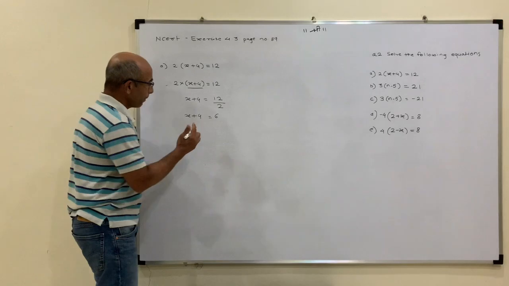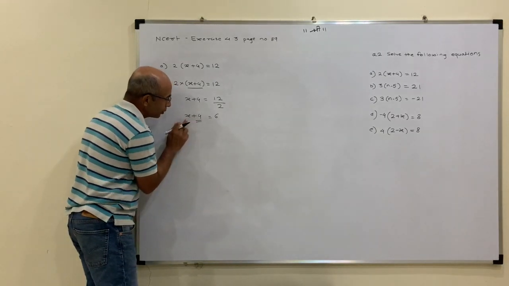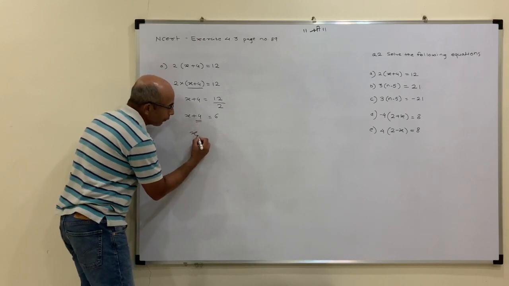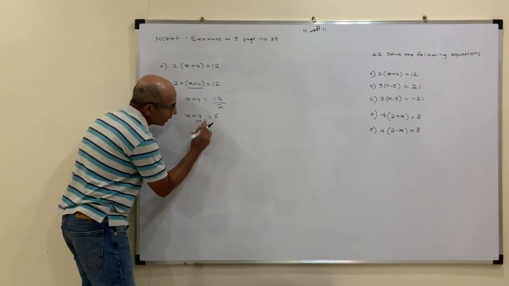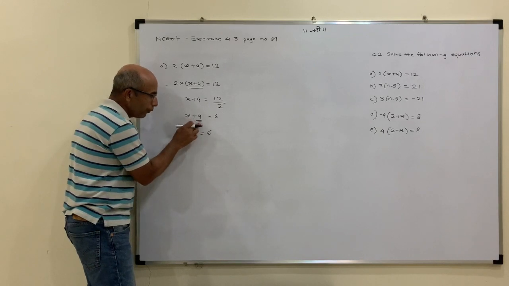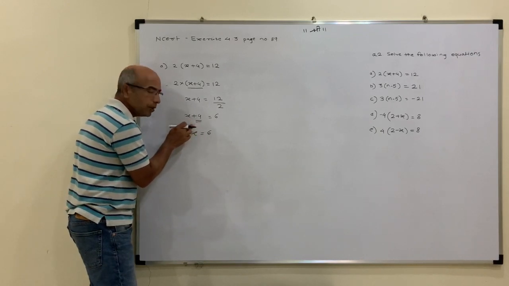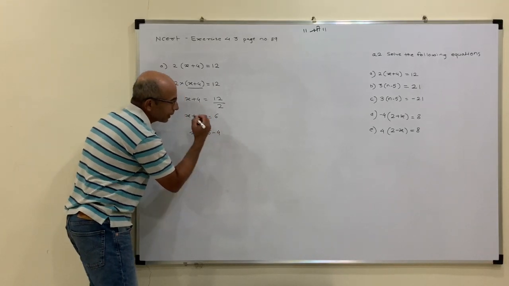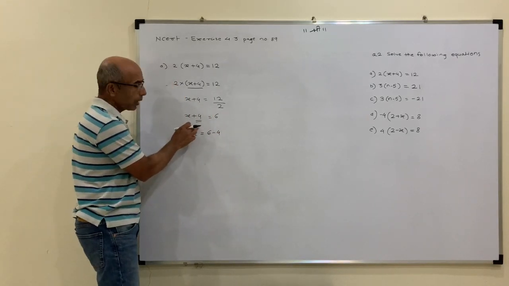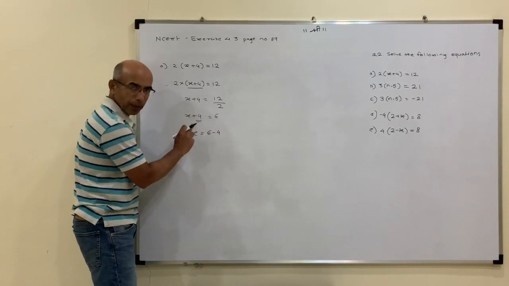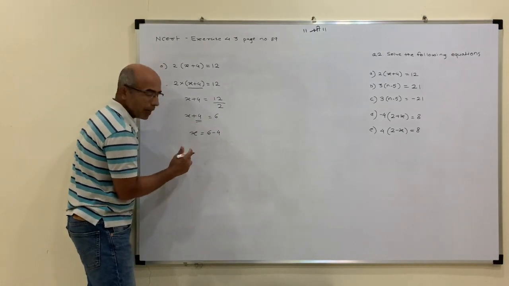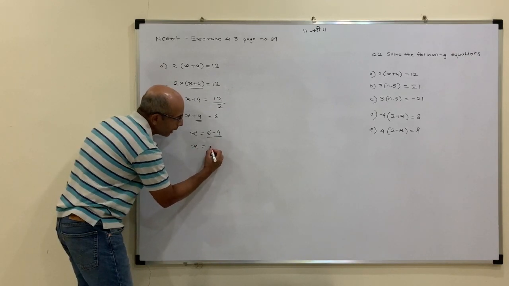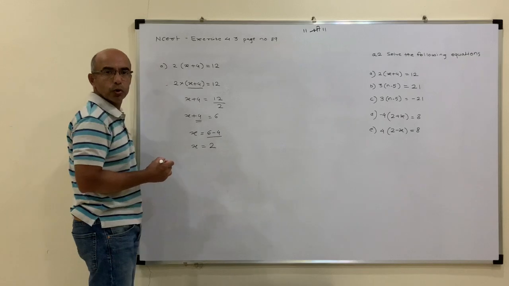Now to isolate this x, I need to transpose this plus 4 from the left hand side to the right hand side. The 4 is added, it was an addition on the left hand side. So when I transpose, it will be subtracted. So plus 4, when we transpose to the right hand side from the left hand side, becomes minus 4. So my answer will be x equals 6 minus 4 equals 2.